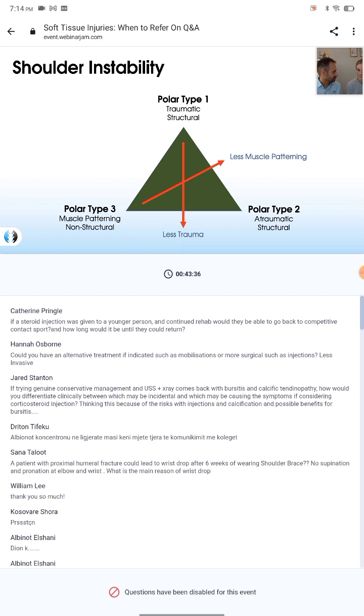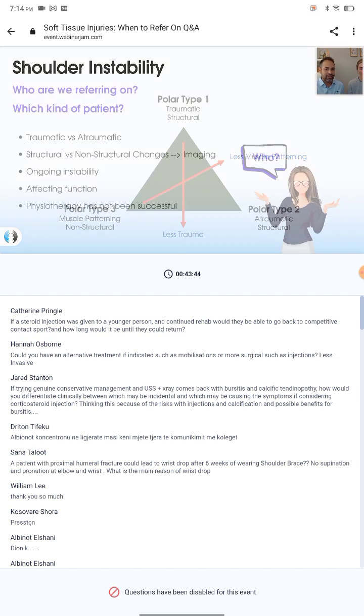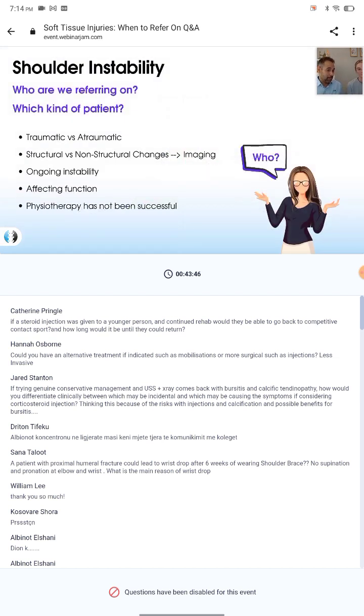Super, thank you, that's really useful, and hopefully these things will become important in the next few slides as we talk about referring these patients on. So Marie, you've talked about traumatic, atraumatic, structural, non-structural. Largely speaking, of course, every patient's different. You've talked about a unique situation there where you had a patient who was traumatic, structural, but then they developed some muscle patterning.